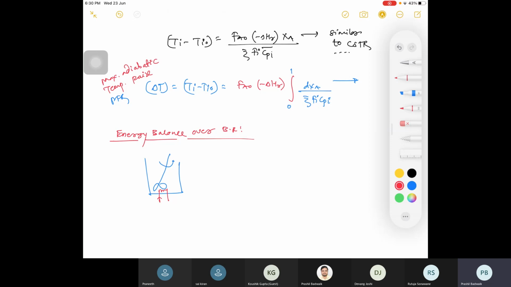I will show you how a batch reactor actually looks. I am currently handling a batch reactor in industry, so we'll get a feel of how it actually looks. This is your batch reactor.